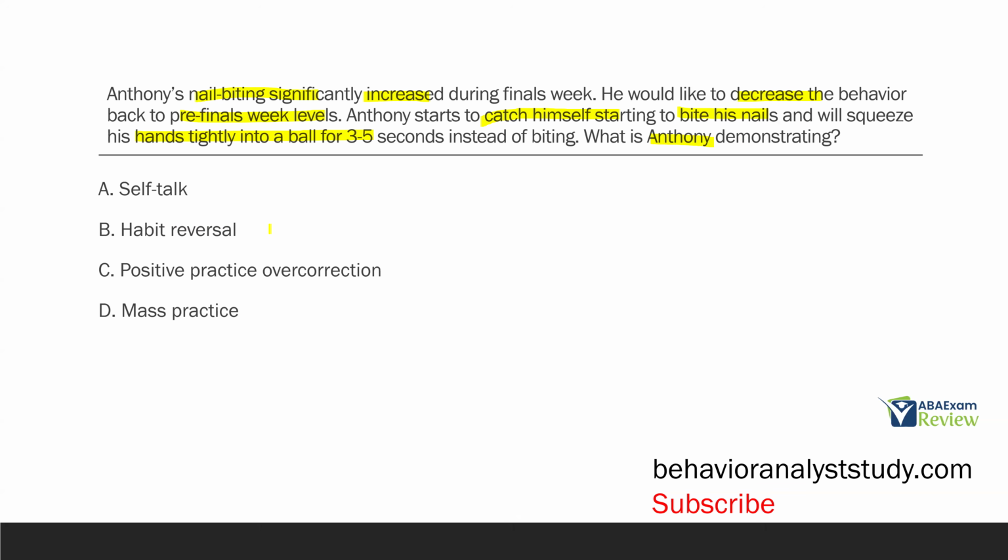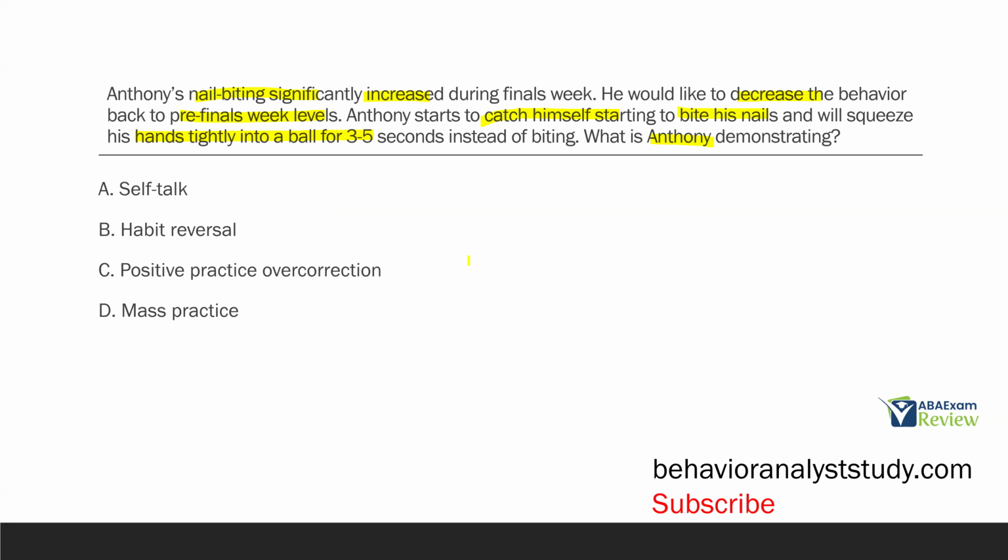Habit reversal is an intervention where you try to stop a behavior chain by noticing when the behavior chain is occurring or when it's starting and engaging in something else. And so by biting the nails, or instead of biting the nails, squeezing his hands, Anthony's trying to reverse this habit with different behaviors. What about C, positive practice over correction?